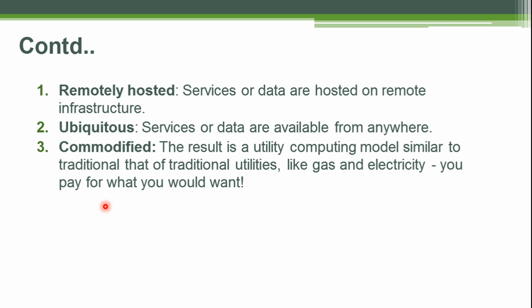Okay, now there are three main characteristics. I won't say characteristics, but these are three properties of the cloud computing environment. These are remotely hosted. These are not hosted in your environment. These are remotely hosted somewhere else. And these are ubiquitous, meaning services and data are available from anywhere. Even though the data center might be sitting in Chennai, people sitting in Bangalore should be able to access, people sitting in the US should be able to access, and people sitting in Germany should be able to access. It's a seamless access to everyone.